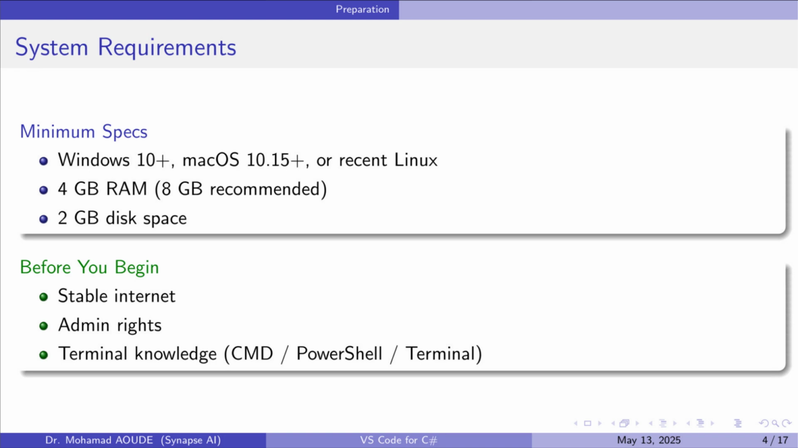Before we start the installation, let's quickly look at the system requirements. VS Code and the tools for C# are quite forgiving, but you'll need a relatively recent operating system, Windows 10 or newer, Mac OS 10.15 or newer, or a recent Linux distribution. At least 4 GB of RAM, but 8 GB is recommended for a smoother experience. Around 2 GB of free disk space for the software we'll install. Also, make sure you have a stable internet connection for downloading the necessary files. You might need administrator rights on your computer to install software. And finally, some basic familiarity with using a terminal or command prompt on your system will be helpful, as we'll use it for certain steps.